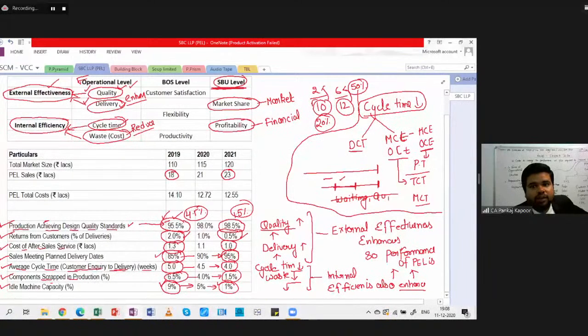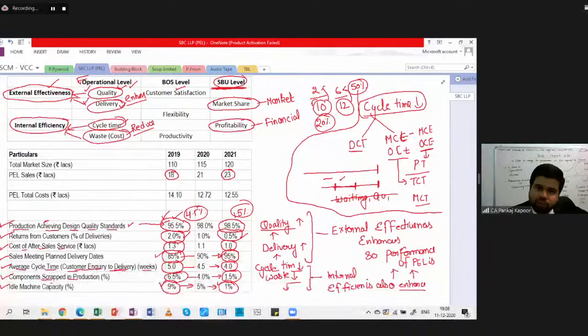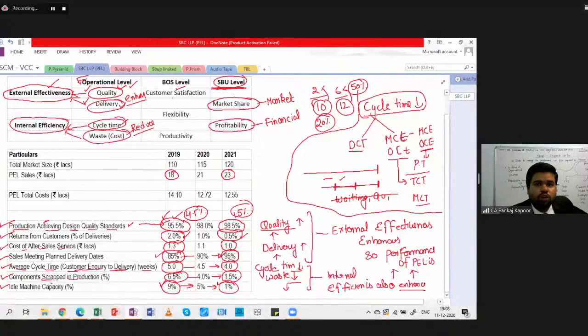That is equally important. Although the data is not with us to measure the performance at BOS level. BOS level is nothing but the individual plant or individual section in the organization. So data is not available. Although customer satisfaction can be identified, from which factor? Repeat of the customer. How many customers are returning back to us? But data is not given to us.